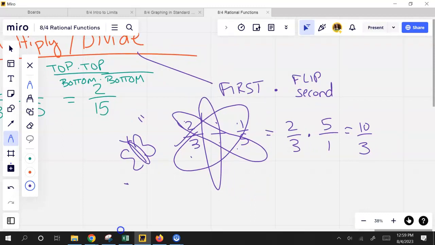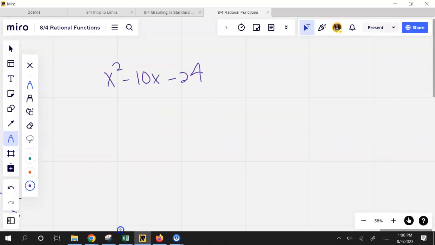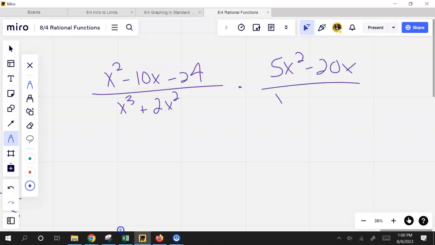All right. The key to rationals is factor everything first. Okay? Multiply, divide. It doesn't matter. Always factor first. You'll save yourself a lot of trouble if you do that. All right. So let's look at one. Let's say I have x squared minus 10x minus 24 over x cubed plus 2x squared, times 5x squared minus 20x over x squared minus 16x plus 48. This looks a lot worse than what it is.